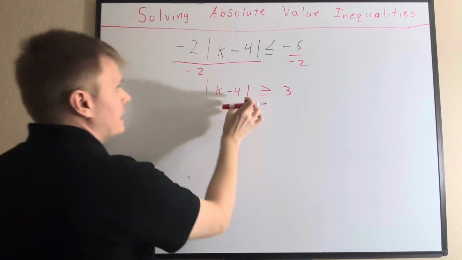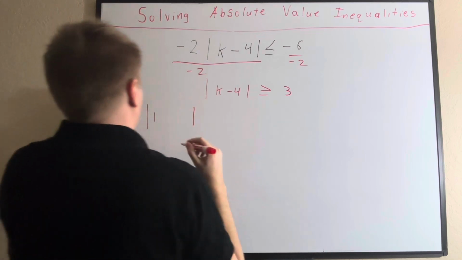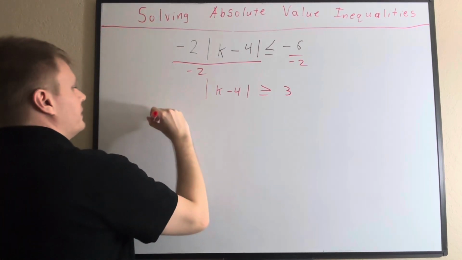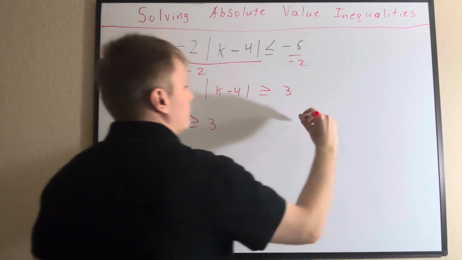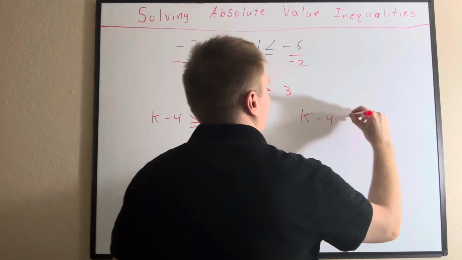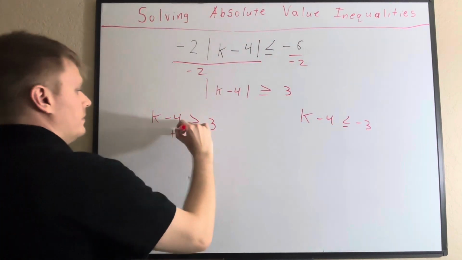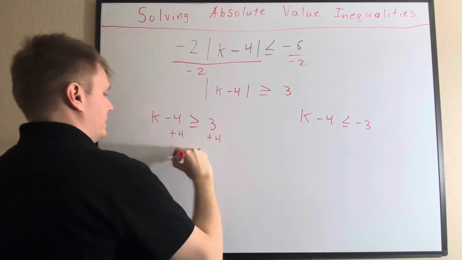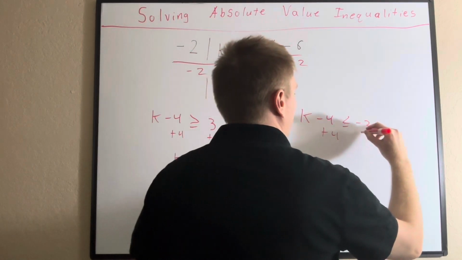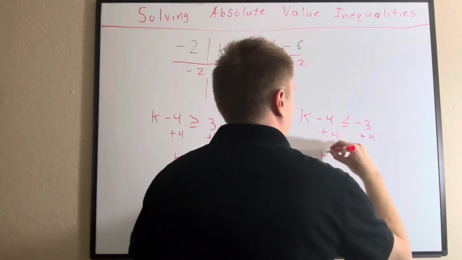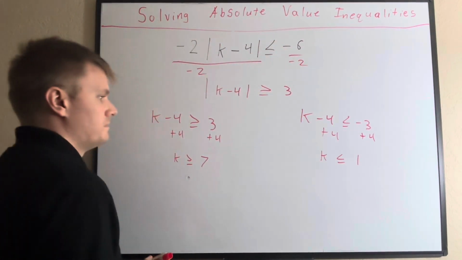Okay. Now we split it. I don't need the absolute value symbols anymore. k minus 4 is greater than or equal to 3. k minus 4 is less than or equal to negative 3. Okay. Plus 4 to both sides, plus 4 to both sides. k is greater than or equal to 7, and k is less than or equal to positive 1.